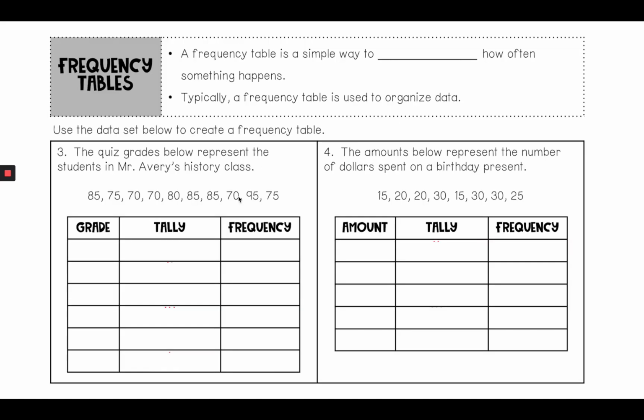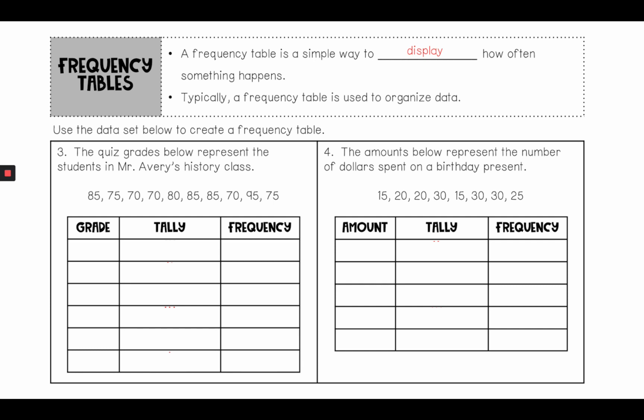All right, next question. Before we can answer this one though, we have to know what a frequency table is. A frequency table is a simple way to display how often something happens. Typically, a frequency table is used to organize data. With a frequency table, for me, it's much easier to see than with a dot plot, just because I like how the table looks.